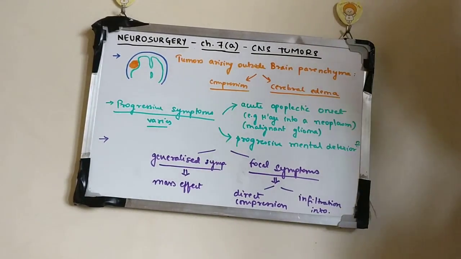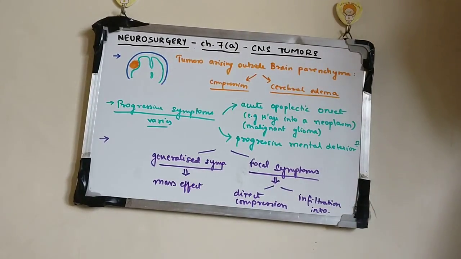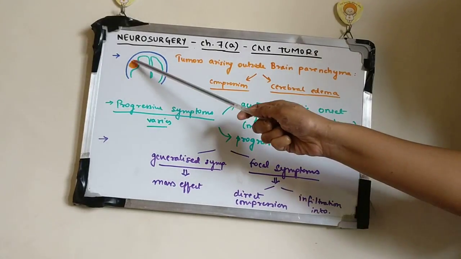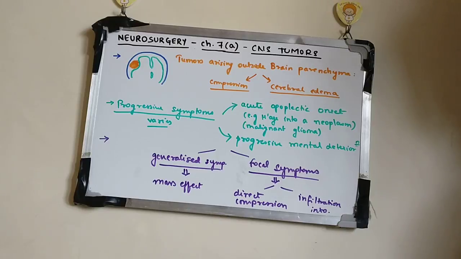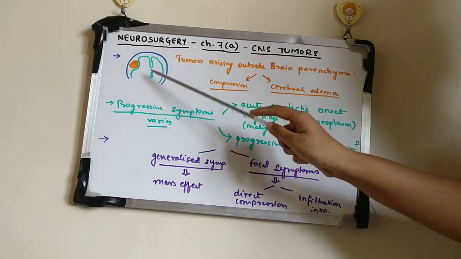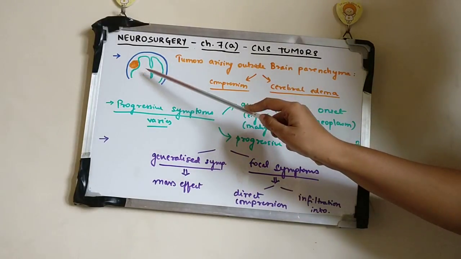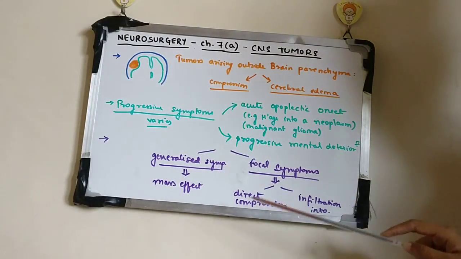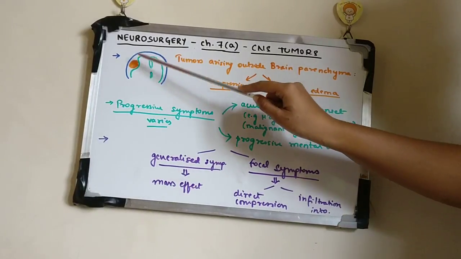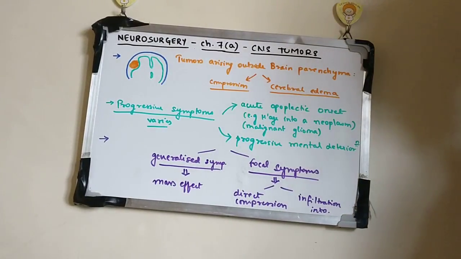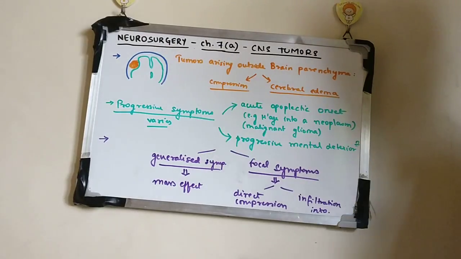Continuing on to the pathophysiology of signs and symptoms of intracranial tumors. So the tumors that arise outside the brain parenchyma rarely infiltrate into the neuropil, and instead they are going to produce their symptoms by compressing on the adjacent brain directly and by the production of cerebral edema. So this is going to compress the brain parenchyma, and it can also produce edema because it's kind of a foreign body, so edema can be produced.